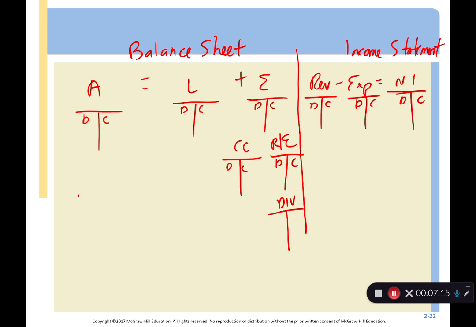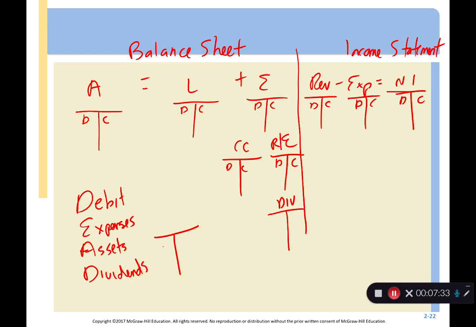So the way I remember it is I think of the word DEAD, because you'll be dead if you don't know this for the exams and quizzes. DEAD really stands for debit, expenses, assets, and dividends. So those three accounts are the ones that are going to go up with debit and down with credit. Everything else is going to be the opposite.